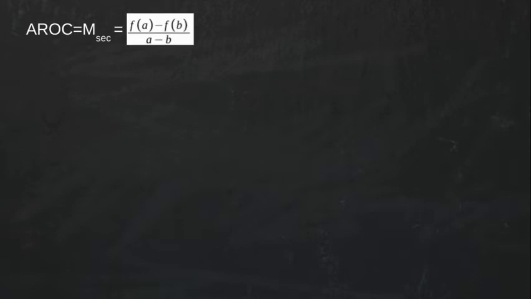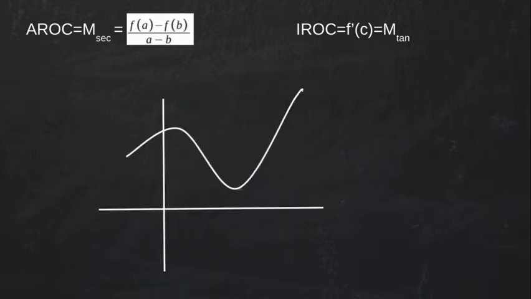You also need to know the instantaneous rate of change, which is just the derivative at any point, and also the tangent line. So in this graph right here, this blue line is the tangent line, and it's at point a, f of a. The red line is the secant line, and it's at b, f of b. So if you wanted to find the average rate of change, you'd take f of a minus f of b, and then a minus b. Find that average rate of change.